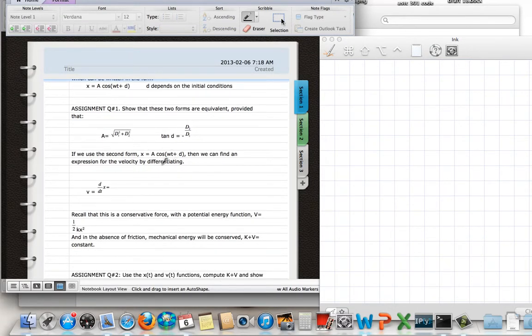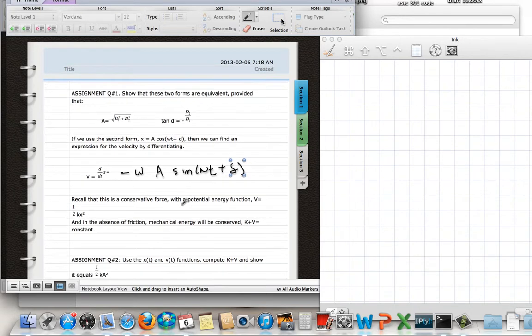And if that's the position function, if we differentiate it, well, again, the derivative of cosine is negative sine. You will pick up an extra factor of omega by differentiating the inside. And then you get minus a omega sine of omega t plus delta. You get this function here for the velocity of the particle as a function of time.